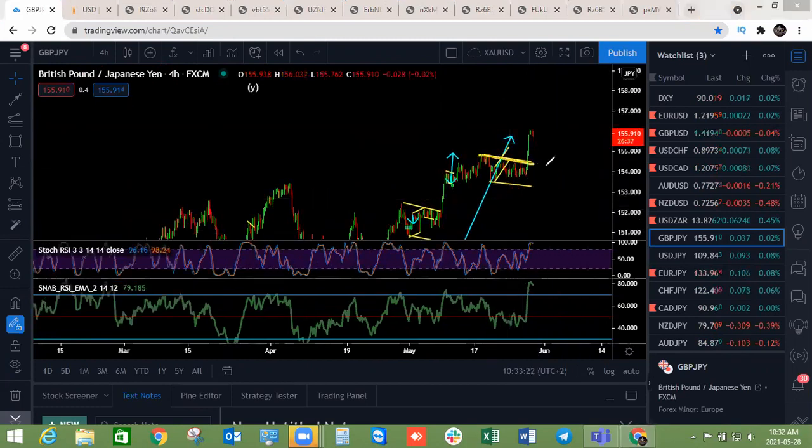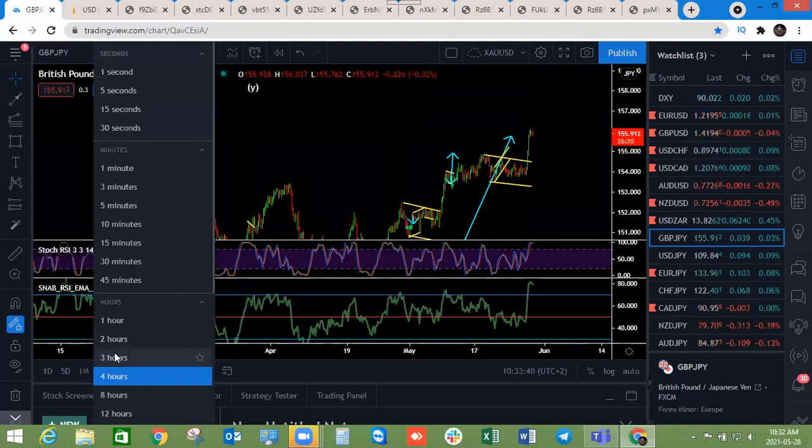Pound yen, we stayed here. Most of the yen pairs actually have stayed in these corrective structures for a while here. 1, 2, 3, 4, 5, and then we push to the upside. We have now reached our target of 156 on pound yen, but it's still showing us continuation to the upside.